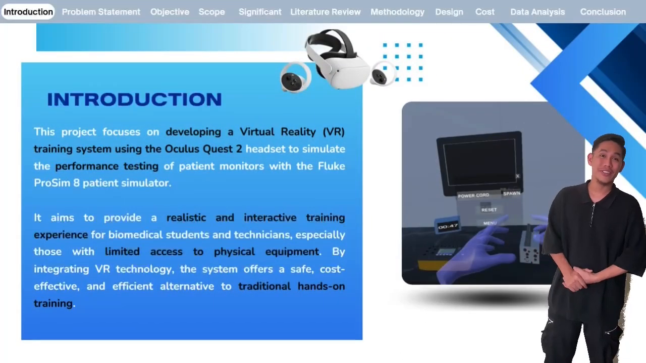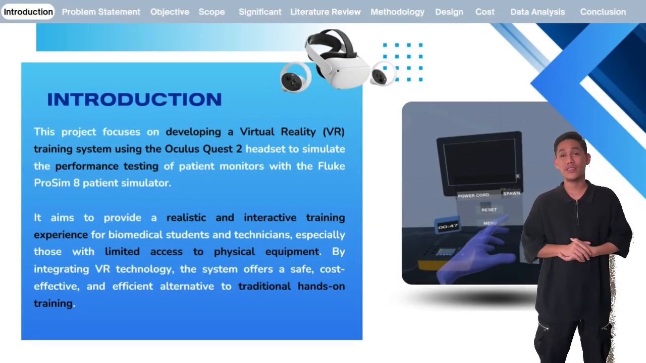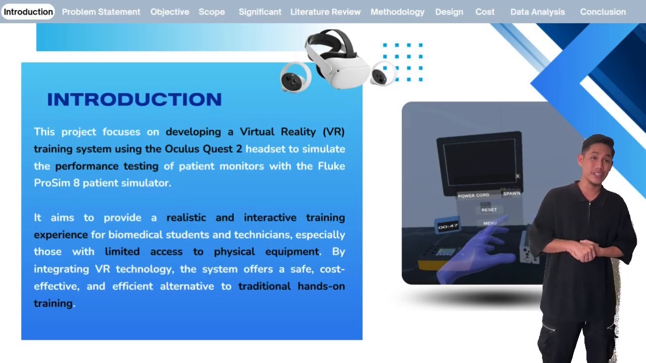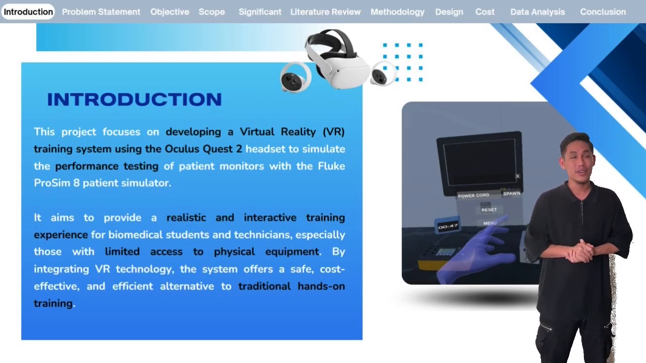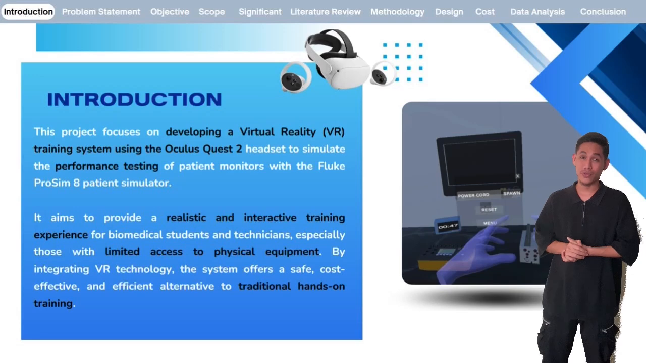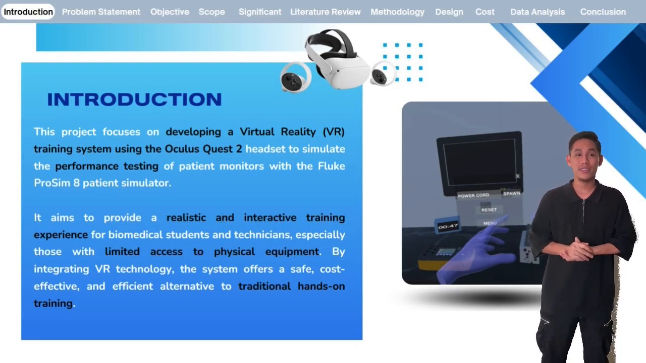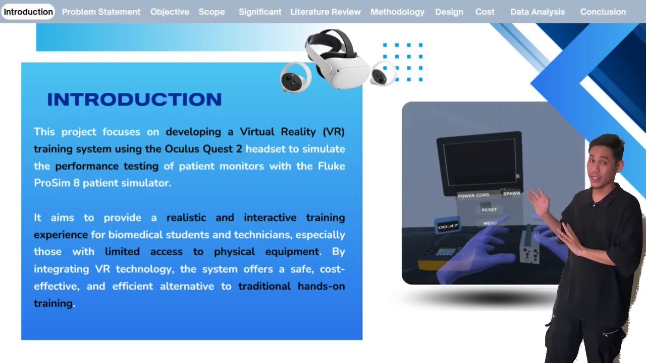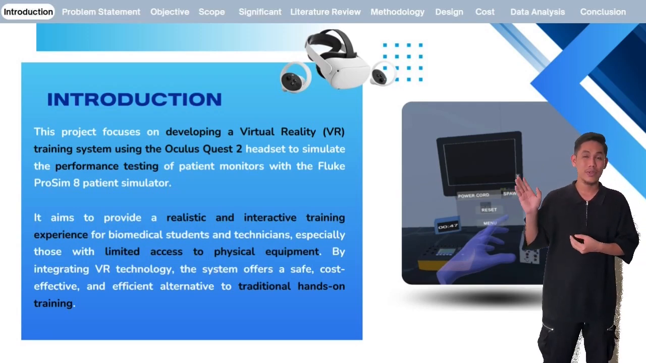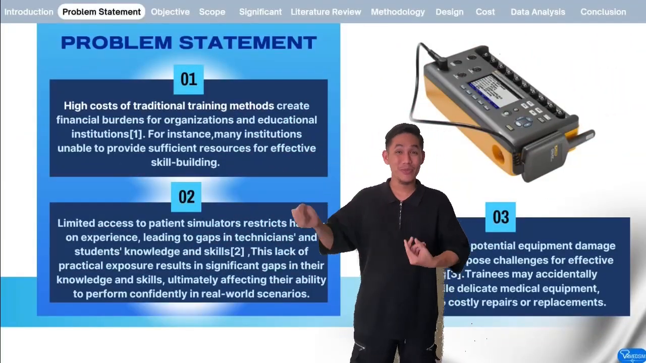Alright, now for the introduction. This project is focused on developing a virtual reality training system using Oculus Quest 2 VR to do the performance test of patient monitor. So how do we do the performance test? We're using the patient simulator Fluke ProSim 8. It's aimed to provide a realistic and interactive training experience for biomedical students and also for the biomedical engineering department.